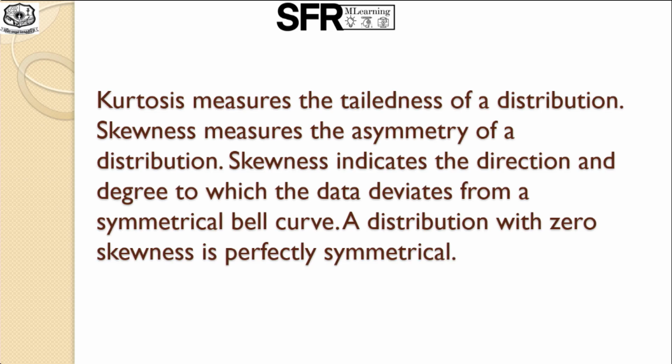Therefore, skewness measures the asymmetry of a distribution. Tailedness measures the kurtosis of a distribution. Meanwhile, skewness indicates the direction and degree to which the data deviates from a symmetrical bell curve. Here, the symmetrical bell curve is known as the normal curve. A distribution with zero skewness is perfectly symmetrical.